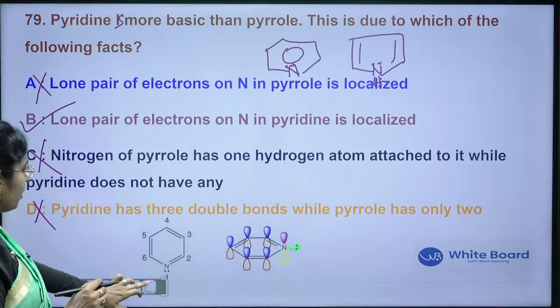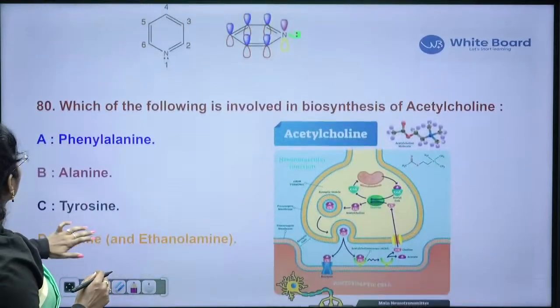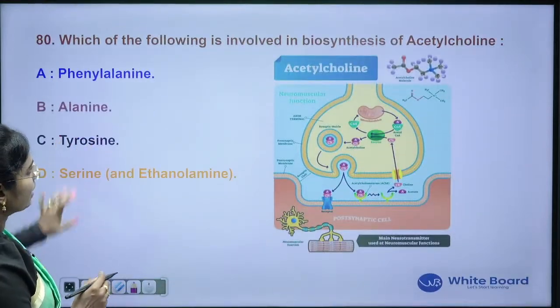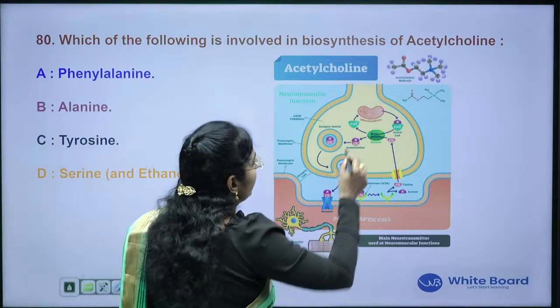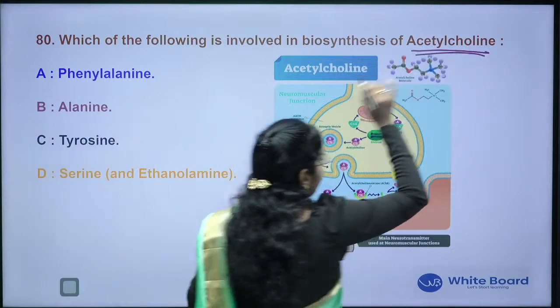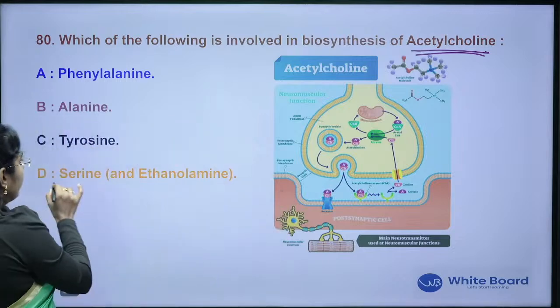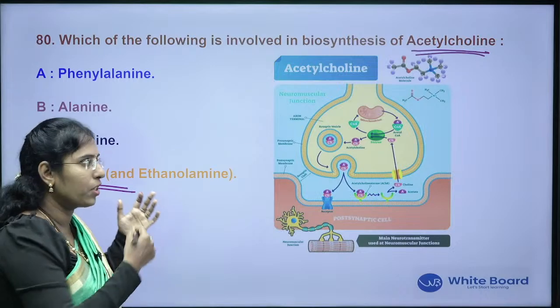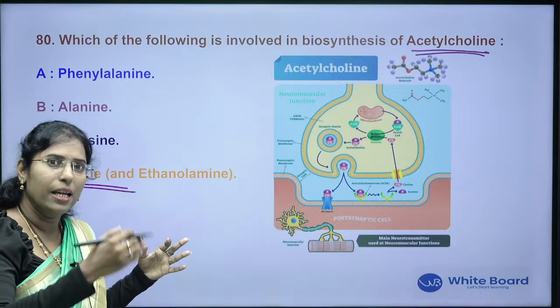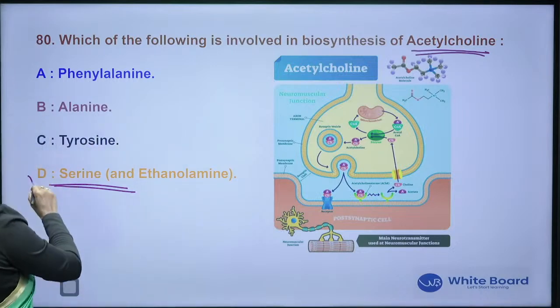Coming to the last question. Which of the following is involved in biosynthesis of acetylcholine? Okay. During the biosynthesis of acetylcholine, serine, the alpha amino acid, is involved. From the serine only the acetylcholine will be synthesized. So, the correct option is D.